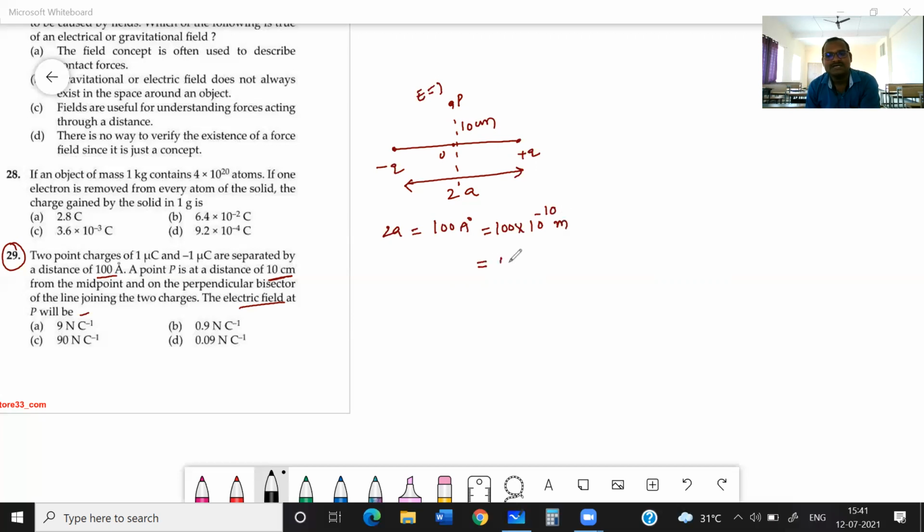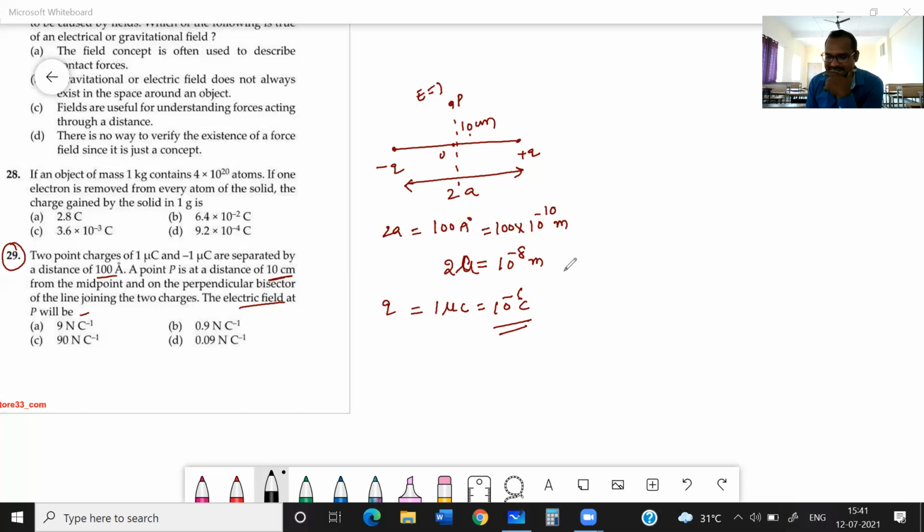It is nothing but 10 to the power of minus 8 meters, we can say. Total length of the dipole is given. And each charge value is given as 1 microcoulomb plus charge. Minus charge is also 1 microcoulomb. So 10 to the power of minus 6 coulomb. So at this distance, what will be the electric field we want?